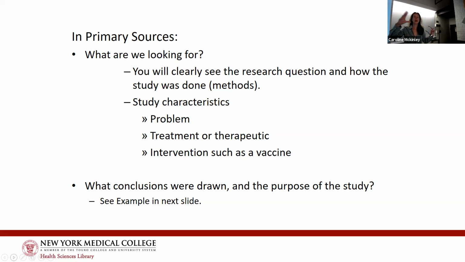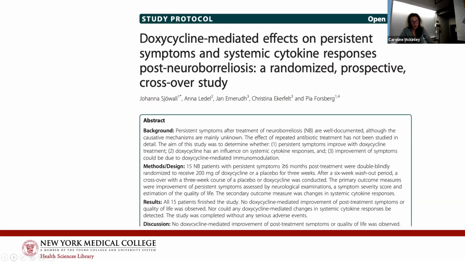We researched all of these databases and we found, I'm going to show you later on, okay? Just so you have a better idea. You're going to see the study characteristics, the problem, the treatment or therapeutic, the intervention, such as a vaccine. It's very specific. You're also going to see what conclusions were drawn. This is just an abstract of a systematic review. If you were to look at the meat of this article, you'll see how much more specific it gets. It's like a 10-page article.